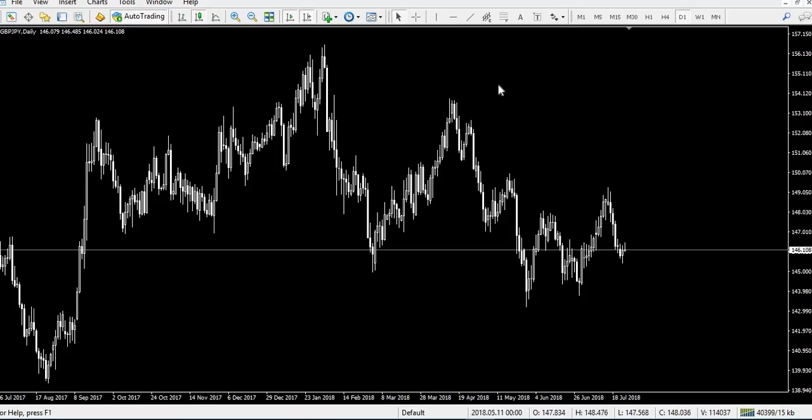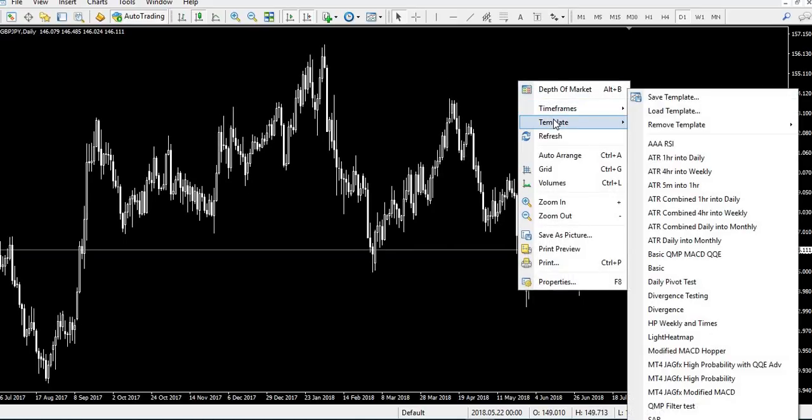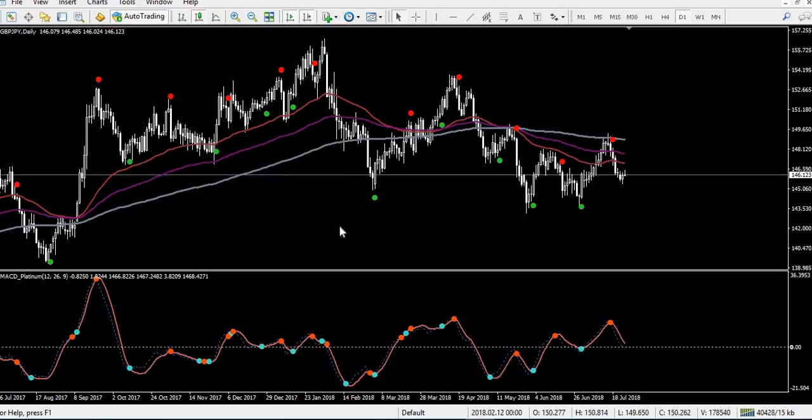So what I'll do, any chart, just all you do to get a template, as we know, is just right click anywhere on the chart, look for it, it's probably called MT4 JagFX high probability or something along those lines. So just click on that and it'll bring up the actual template on the chart. Now what I've done, I'll explain the setup and what's on the chart, so you got a fair idea. We'll start with the simple stuff first.